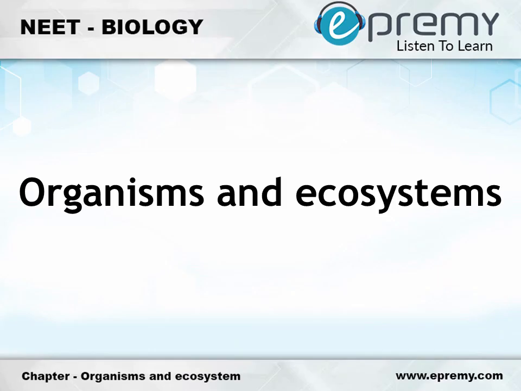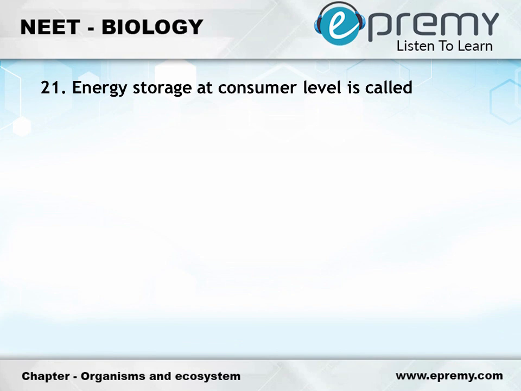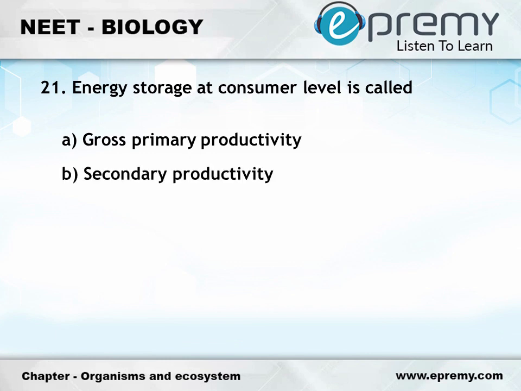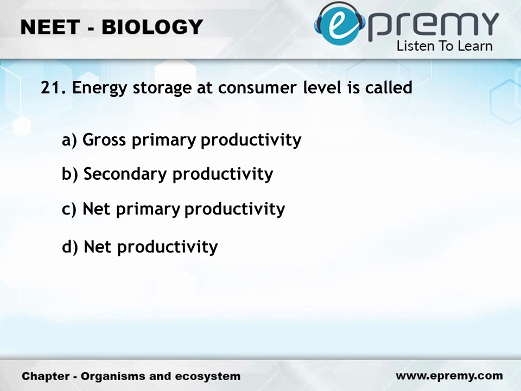Multiple choice questions in organisms and ecosystem. Question number 21. Energy storage at consumer level is called option A, gross primary productivity, option B, secondary productivity, option C, net primary productivity, option D, net productivity. The answer is option B, secondary productivity.